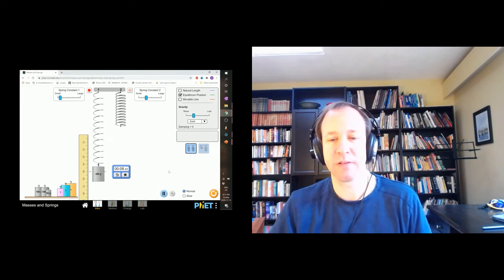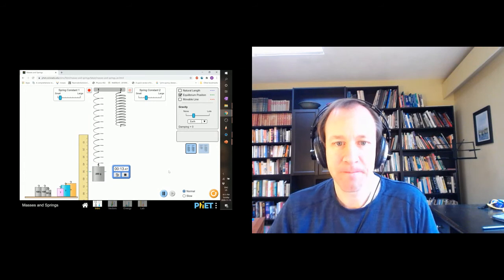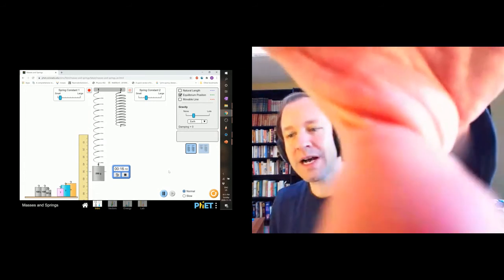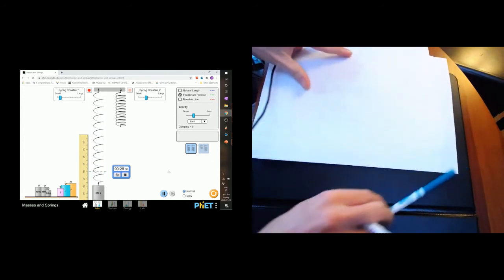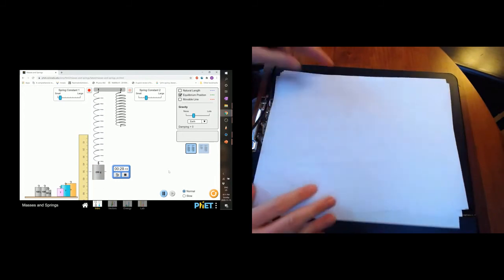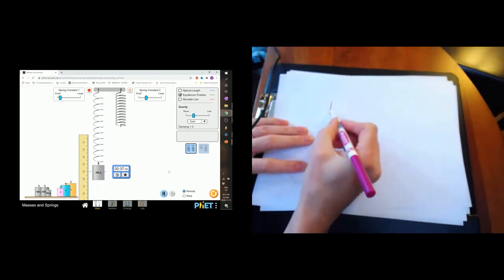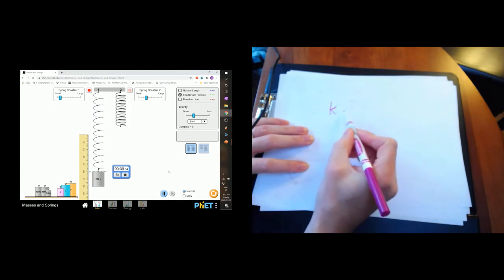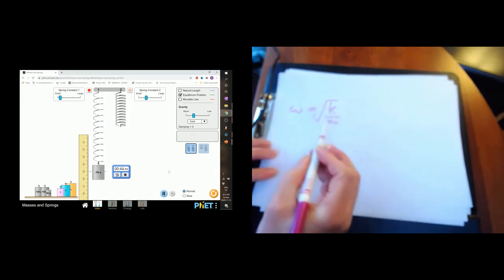Okay, so let's talk through how we are going to figure out the spring constant K. I will set my camera up here. So our first thought should be, what is it that the spring constant affects? If we think about our formulas for simple harmonic motion, we know that the spring constant comes in our formula for omega.